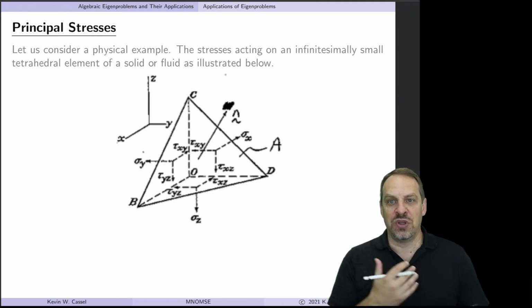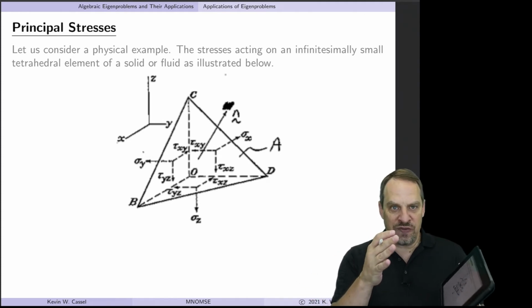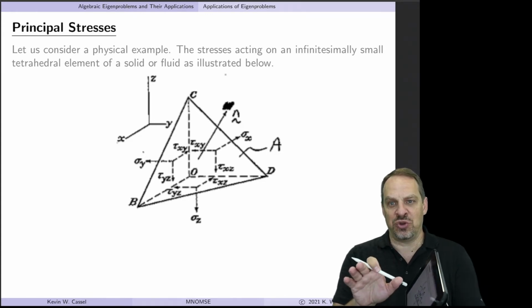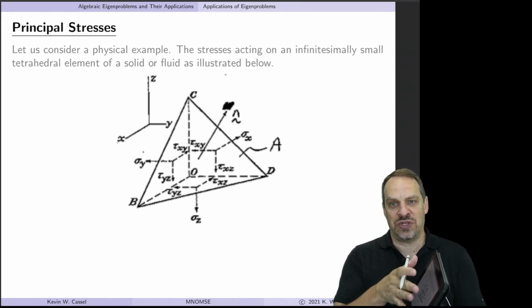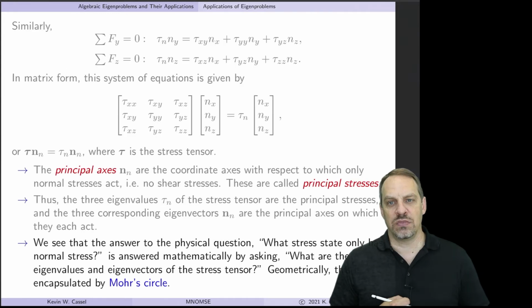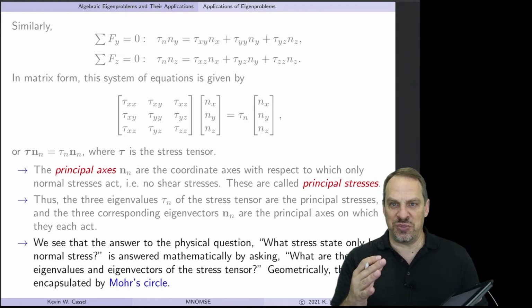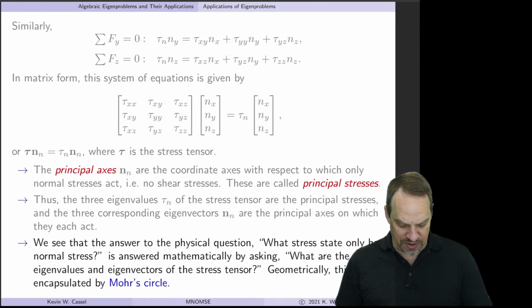For example, would it be possible for me to look at it from just the right vantage point so that there's only the normal stresses and no shear stresses? Those are called the principal stresses, the normal stresses, and the principal axes are the directions which only give us normal stresses. So you may remember Mohr's circle from an undergraduate strength of materials class or mechanics of solids class, which is kind of a geometric way to represent that fact.